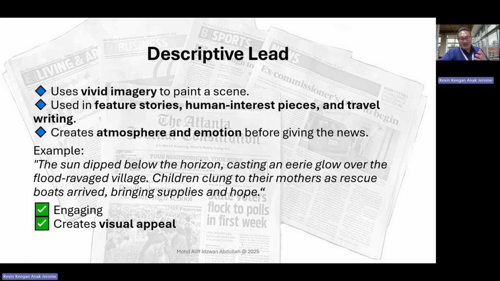This one is for feature stories, human interest, peace, and travel writing. This one is more about human interest. Create an atmosphere of emotion before giving the news. Example: the sun dipped below the horizon, casting an eerie glow over a flood-ravaged village. Children clung to their mothers as rescue boats arrived, bringing supplies and hope.